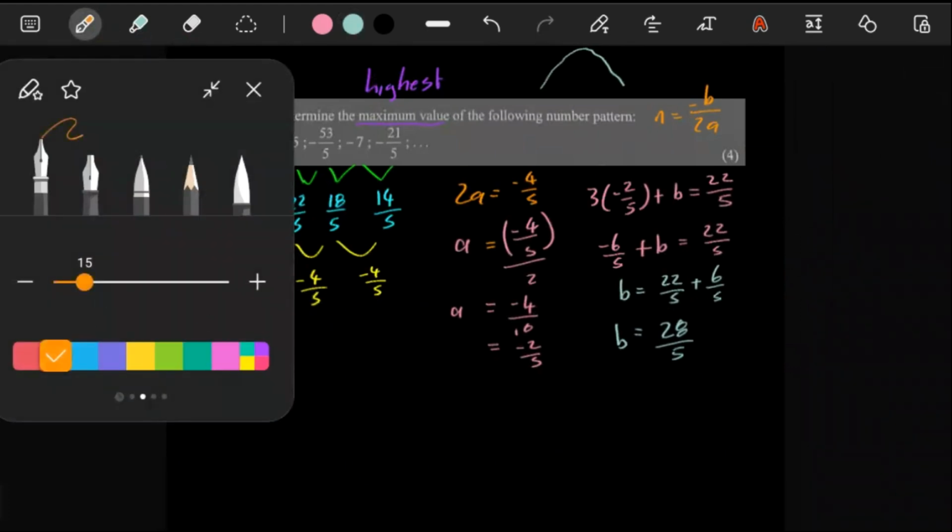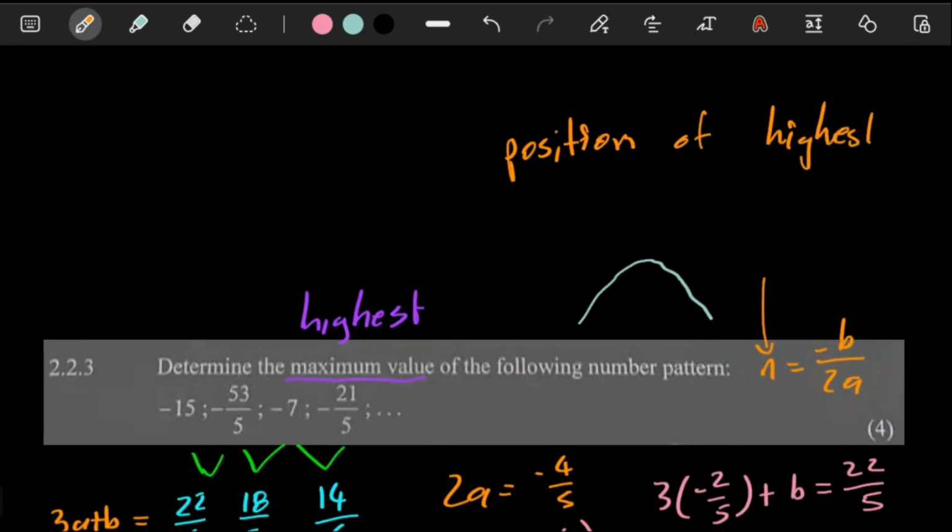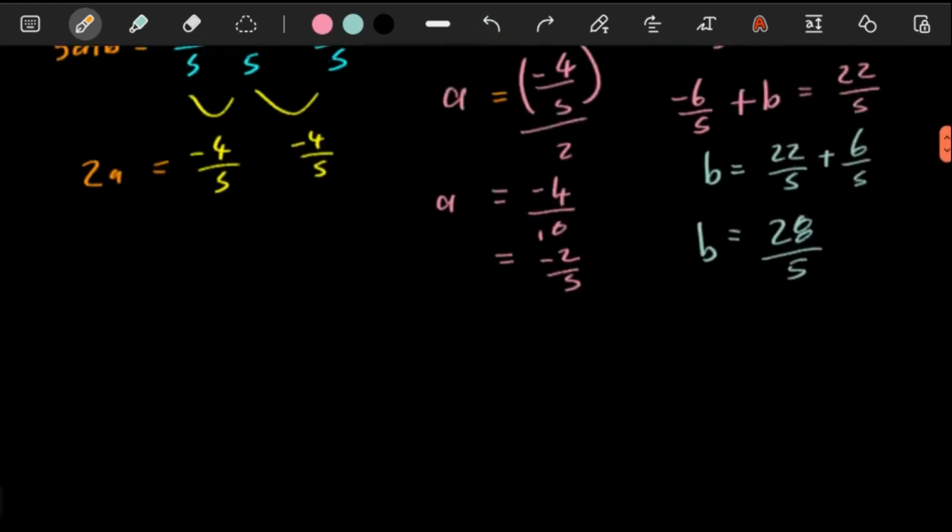Let me actually put an arrow here to say what we're doing. This here is the position of the highest value. The reason we're saying this is the position of the highest value is because this is a quadratic number pattern, because it behaves like this. The numbers go up and then they go down. If they had asked for the minimum value in the sequence, it just means our sequence would have been going down and then up again, meaning it would draw something like this, you see. So the idea is, whether they're asking for the minimum value or the maximum value, we would still do the same thing.